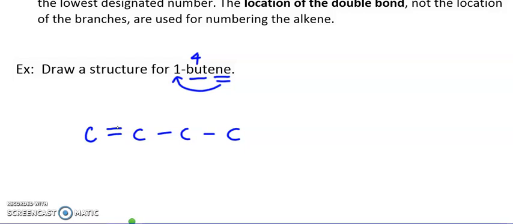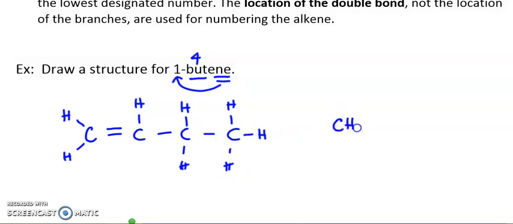And now I'm just going to add in my hydrogens. So if I do a full structure, it'll look like this. This carbon would have 1. This one would have 2. And this one would have 3. If I did a condensed, it would be CH2, double bond to CH, and then CH2, CH3.